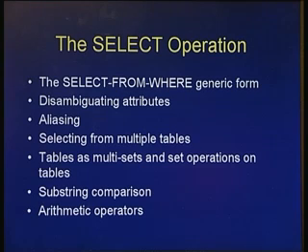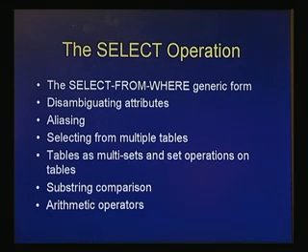So the most generic form of select operation is the select from where clause, where you say select attribute list from table list where a given condition holds true. We also saw how we can disambiguate attribute names, especially when we are using multiple tables and two or more tables have attributes with the same name. One simple way of disambiguating attribute names is to prepend the name of the table before the attribute name. So instead of saying name, we say employee.name or department.name and so on.